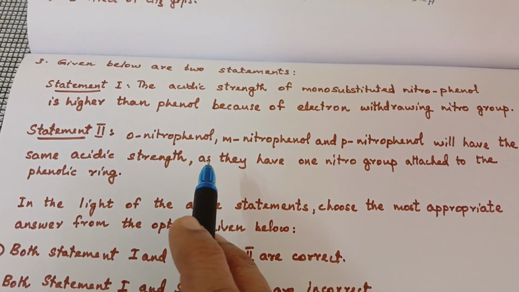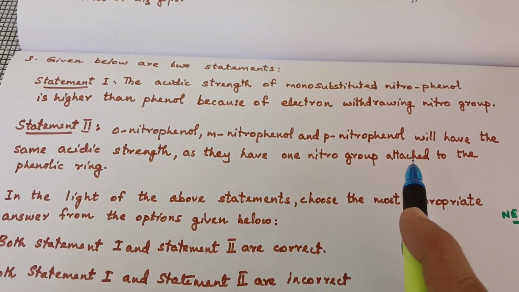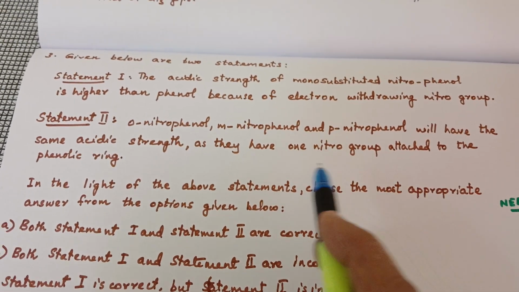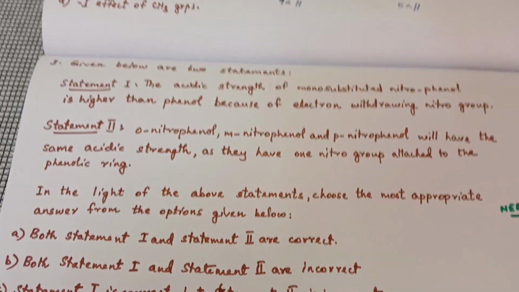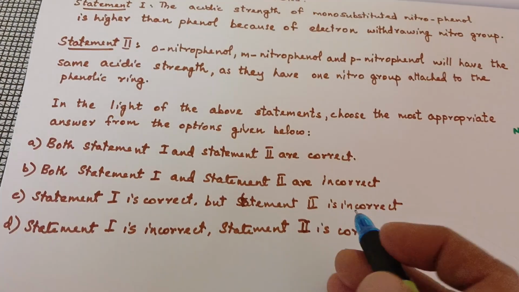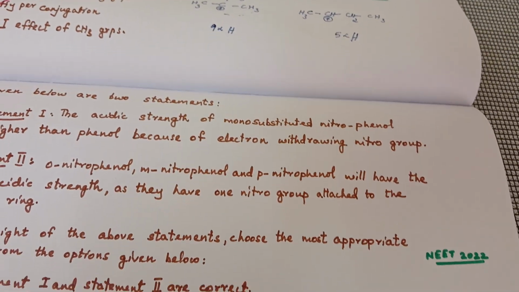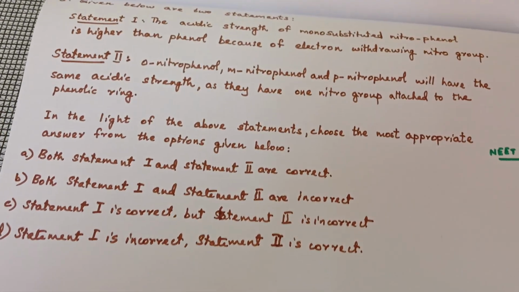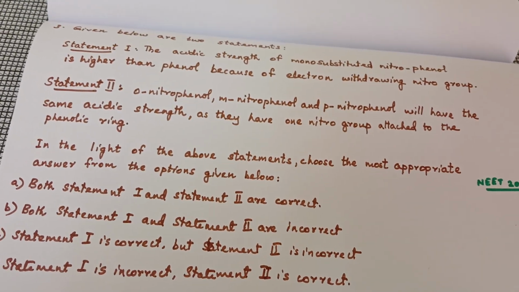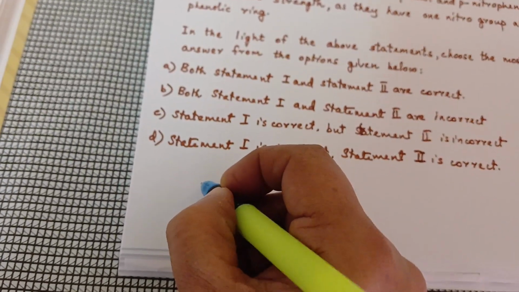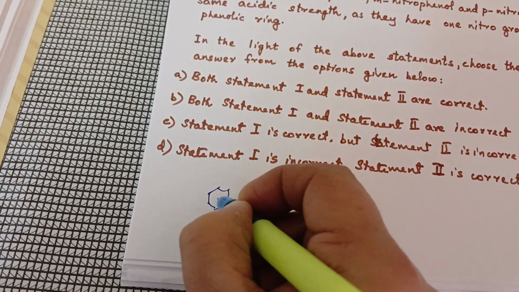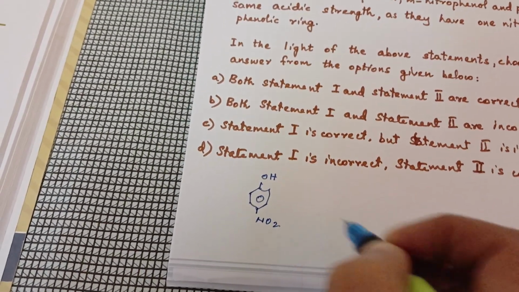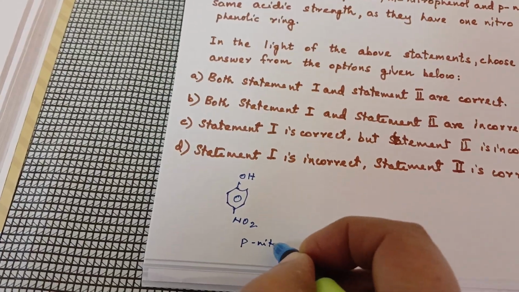Statement 2. Orthonitrophenol, metanitrophenol and paranitrophenol will have the same acidic strength as they have one nitro group attached to the phenolic ring. But that is not a true statement, because we know the acidity of the 3 monosubstituted phenols are different. See, let us look at paranitrophenol first. OH and NO2. So this is paranitrophenol.